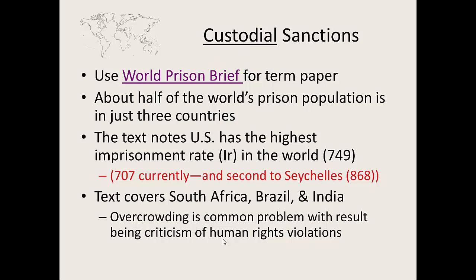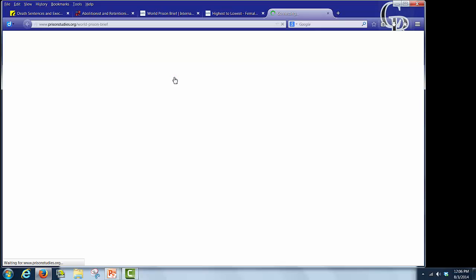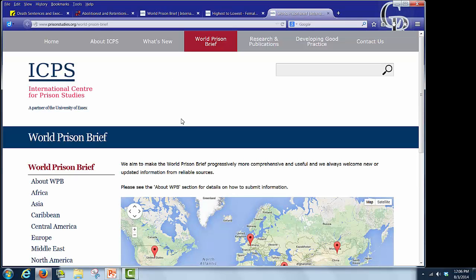Custodial sanctions, we also don't expect to find too much difference in the way that custodial sanctions are carried out. It's pretty much going to be prisons and jails, for example. One of the interesting sources of information here is the World Prison Brief, which I wanted to bring to your attention, especially because it could be helpful in carrying out some of your term papers, for example.